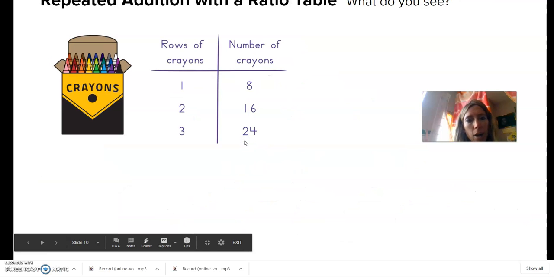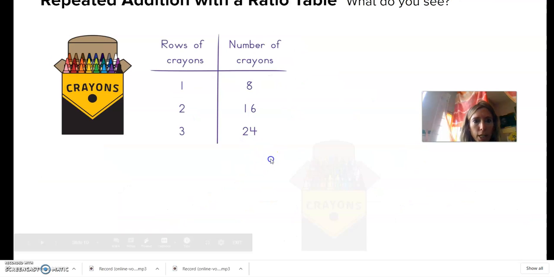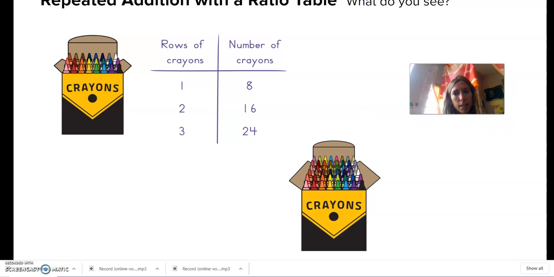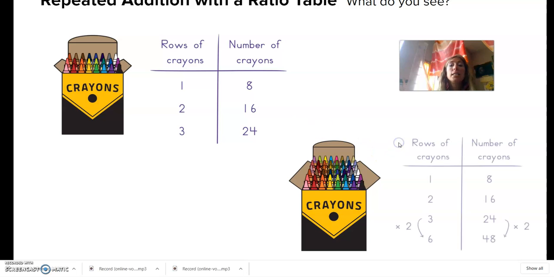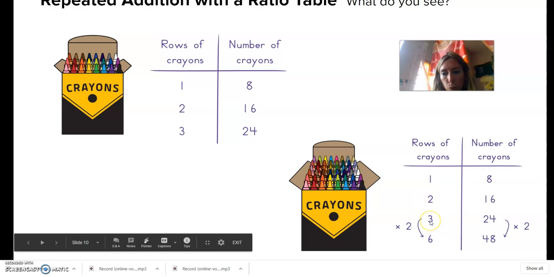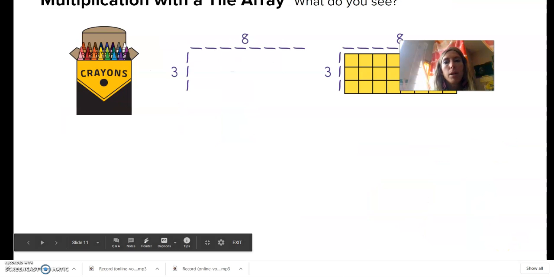Okay, let's check it out in a ratio table. Here's the first ratio table. What happens here? Something's gonna happen. Do you know what's gonna happen? Maybe pause the video, try to finish this ratio table. Because, boom, the number of rows, 3, gets doubled. So now we have 6 rows, which means we have to take the 24 and double it to give us 48.